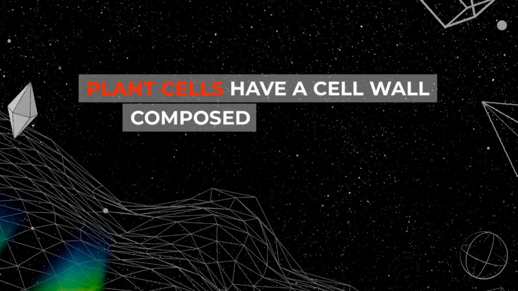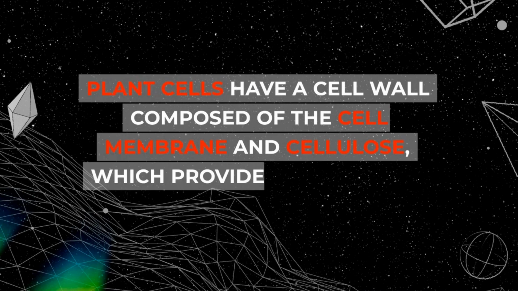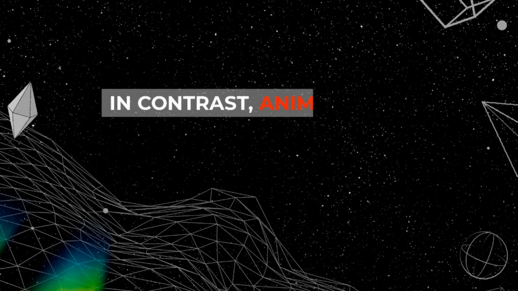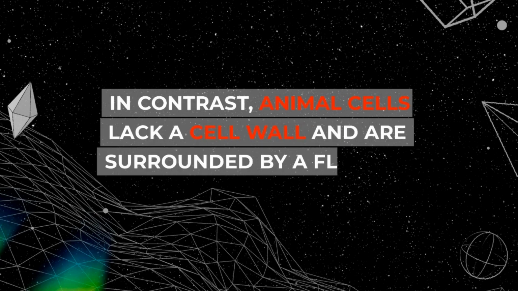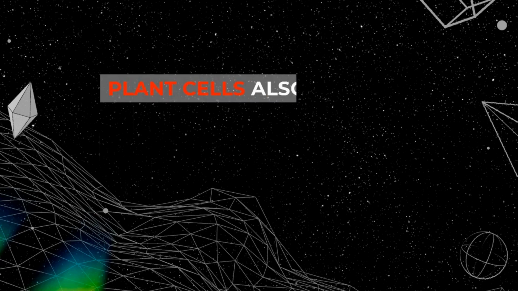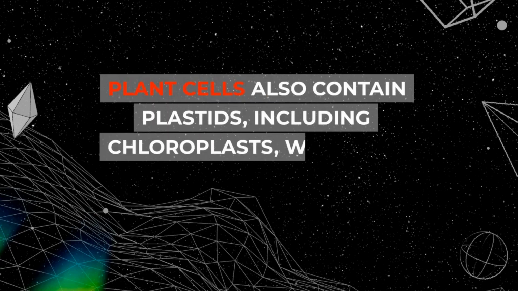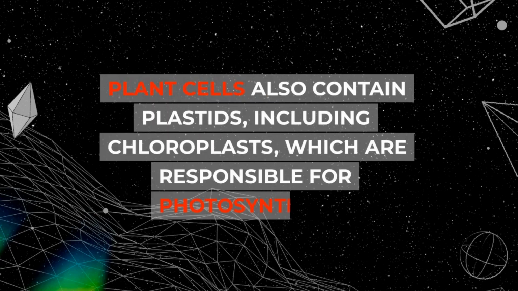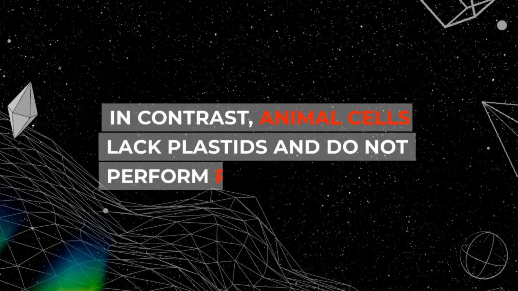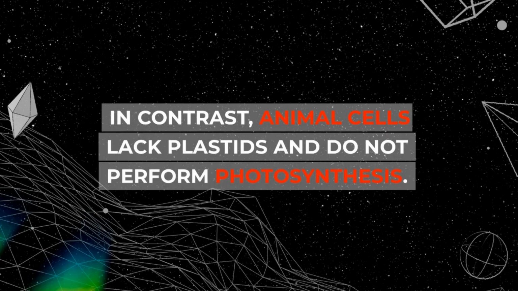Plant cells have a cell wall composed of cellulose, outside the cell membrane, which provides rigidity and support to the cell. In contrast, animal cells lack a cell wall and are surrounded by a flexible and thin plasma membrane. Plant cells also contain plastids, including chloroplasts, which are responsible for photosynthesis. In contrast, animal cells lack plastids and do not perform photosynthesis.